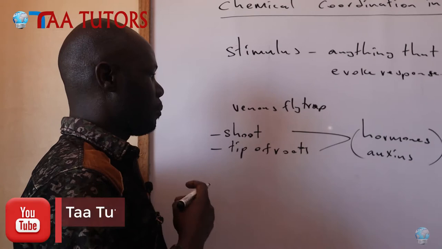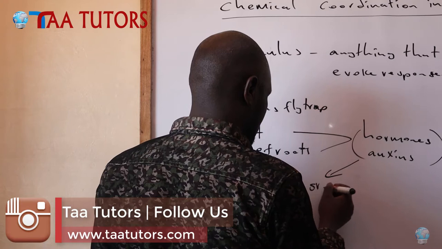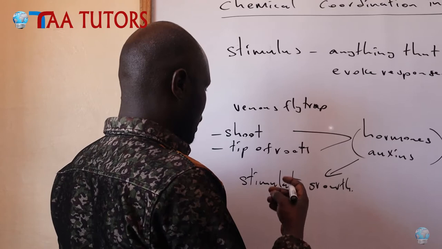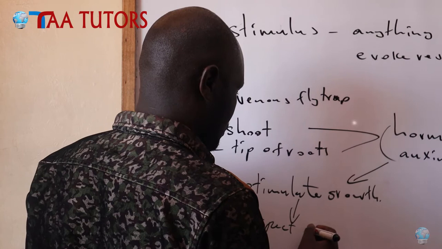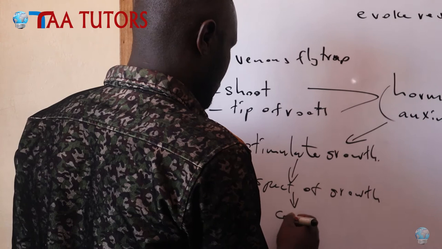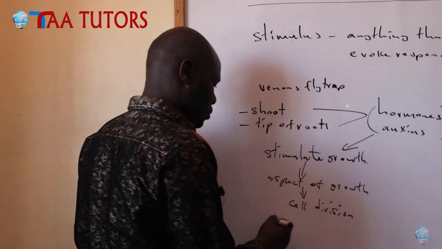The growth will always occur, and we have said that hormones stimulate growth. We have to know that there is a particular aspect of growth. Plants are growing if they are increasing. So growth will occur when we have cells dividing. One of them is called cell division. When cells divide, they increase in number, and that will lead to growth. We can also have growth taking place when cells are elongating, which is cell elongation or cell enlargement.